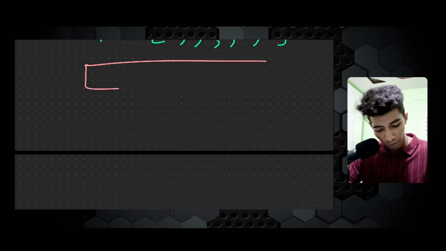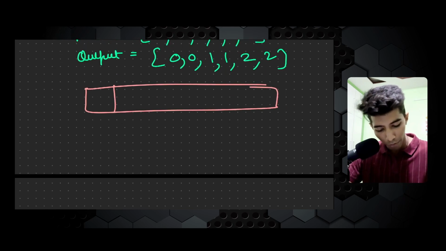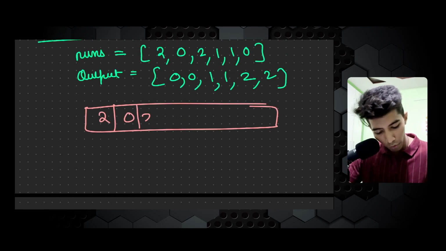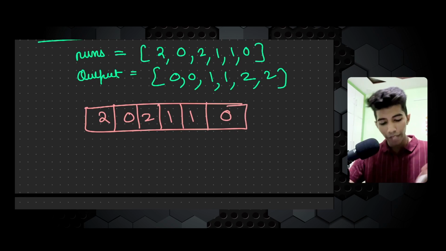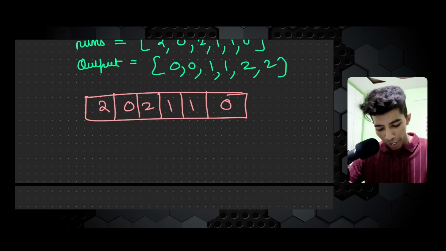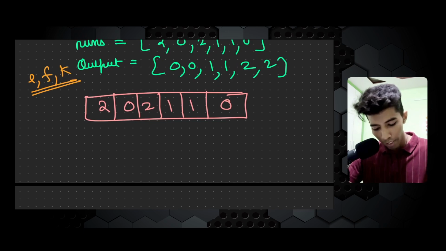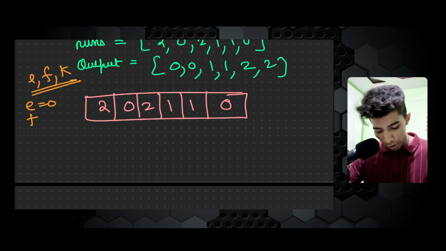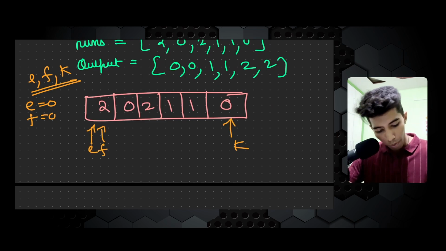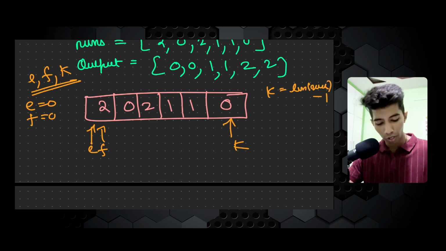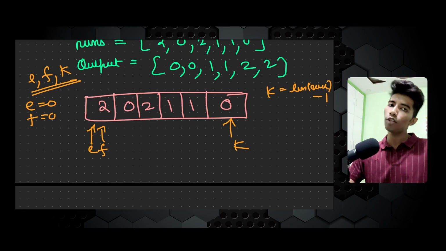Now let's break this into blocks, because I love the block diagram. So 2 will be here, 0 will be here, 2 will be here, 1 will be here, 1 will be here, and 0 is here. Let me erase this extra part. So this is how the problem looks. Instead of E and F, now I will take one more pointer, which will be K. My E will be on 0 and F will be on 0, and K will be here. If I take this array as nums, then my K will be at the length of nums minus 1.